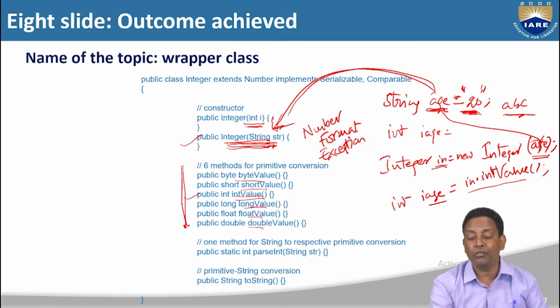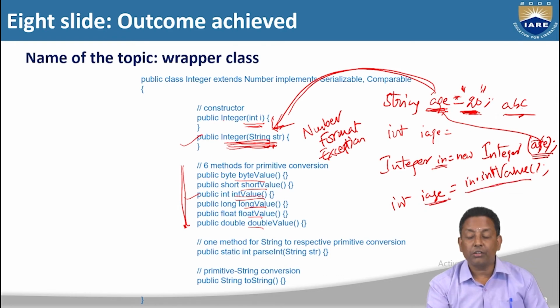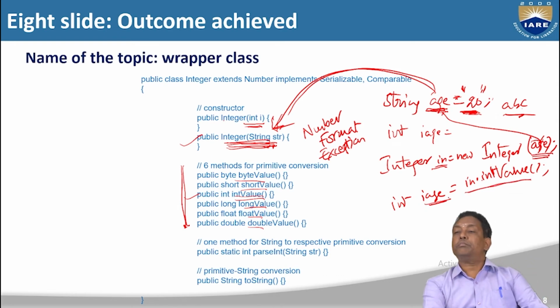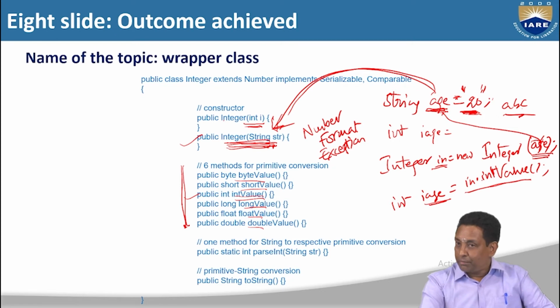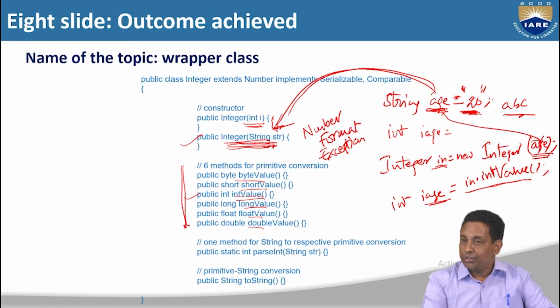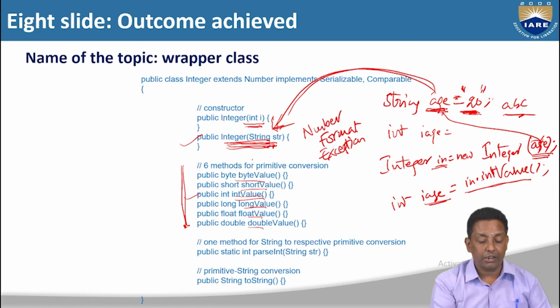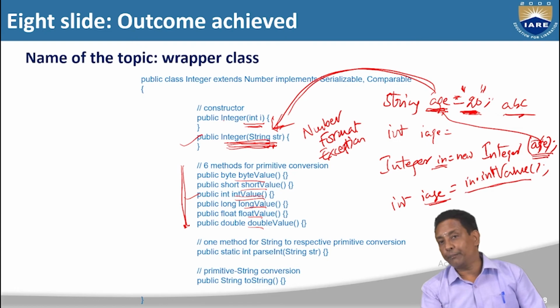So for that, what do we need to do? We need to declare one string variable which has an int wrapped up as a string, store that value into the integer class constructor, and call integer object dot int value. So the value will be converted into int. The same procedure can be applied for string to long conversion, string to float conversion, and string to double conversion also. So this is the purpose of wrapper class. Hope this is clear. These two conversions are completed.